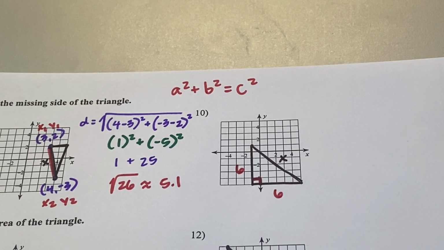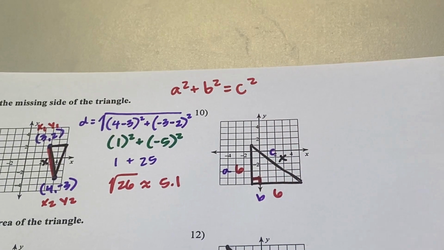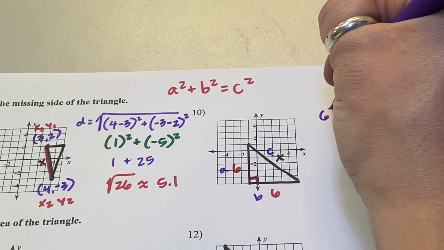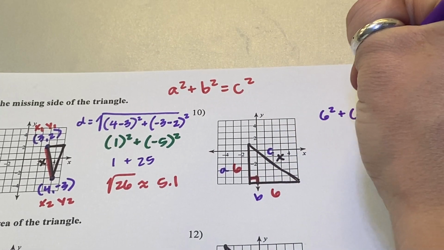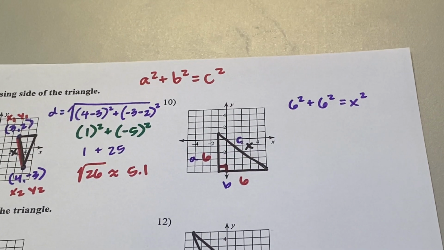Now we have my 2 legs of my right triangle. I can plug it into my Pythagorean theorem, because this is A, this is B, my X is C, which means I can go ahead and plug it in. So A squared, 6 squared, plus B squared, another 6 squared, equals my C, X squared.